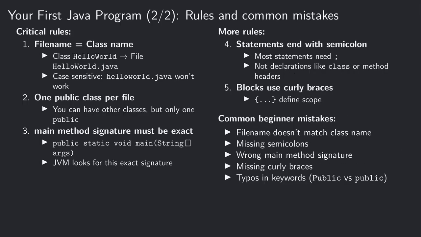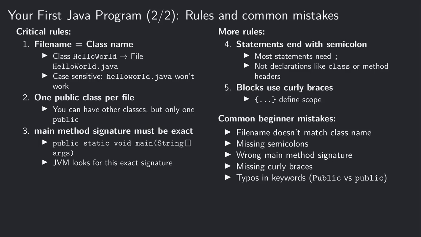This slide is basically a checklist for avoiding frustrating errors. First, the file name must match the public class name exactly and case sensitively. HelloWorld.java must contain public class HelloWorld. If you name the file helloworld.java, many systems will treat that as a different name and Java will not forgive you. This is one of those Java is strict moments.